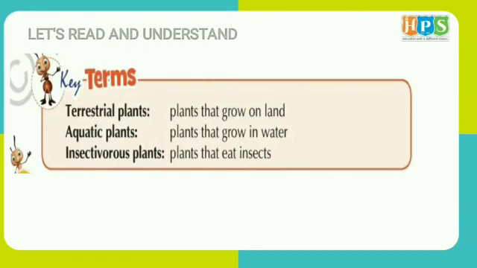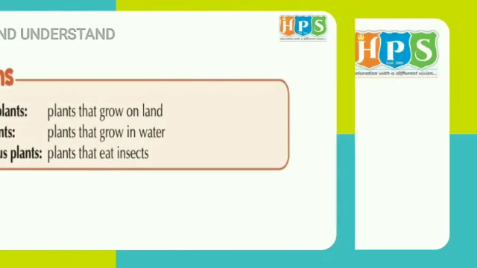So here there are some key terms that you need to learn. There are terrestrial plants that grow on land, aquatic plants that grow in water, and insectivorous plants that eat insects.